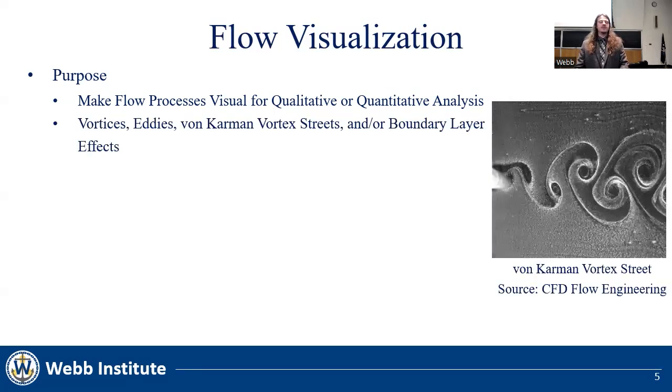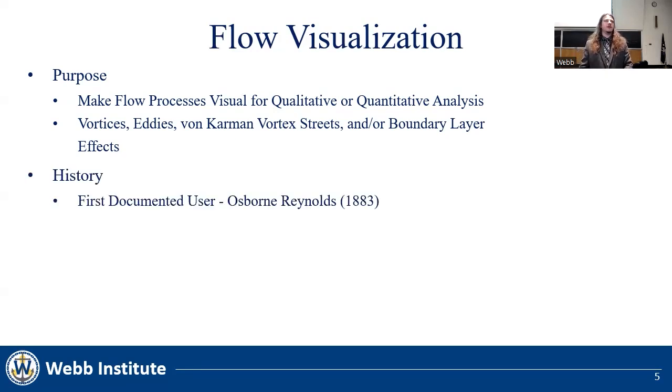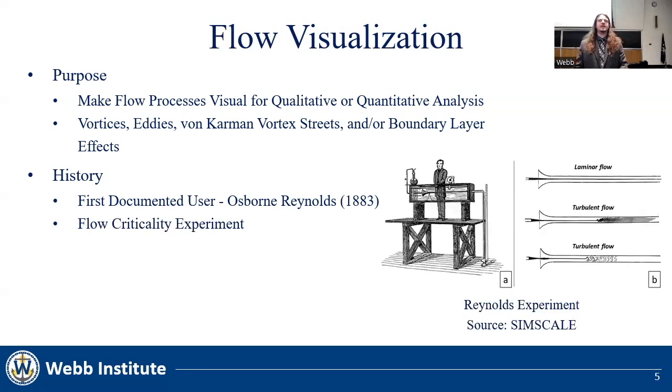It is often used to visualize vortices, eddies, von Karman vortex streets, and boundary layer effects. An example of a von Karman vortex street can be seen to the right. History regarding flow visualization includes its first documented user, Osborne Reynolds, in his 1883 flow criticality experiment, where he sought to determine the transition point of flow between the laminar to turbulent regime.